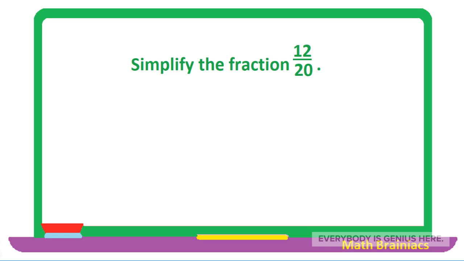Let us work on this example so that you will be guided. Simplify the fraction 12 all over 20. We are going to look for the factors of the numerator and the denominator. Let us work on the factors of the numerator first. The factors of 12 are 2 and 6. 3 and 4 are also factors of 12.